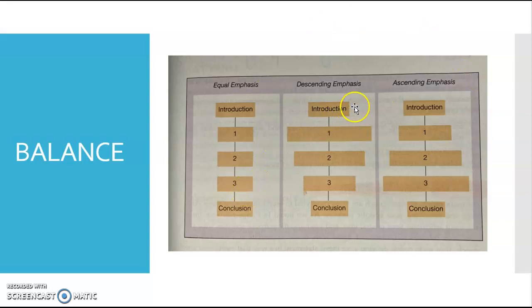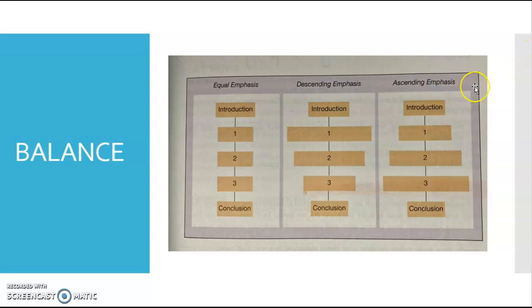The second example would be a descending emphasis. Now this works well when your audience has to understand something first, where they might need some background knowledge. So maybe I spend 2 minutes in the first point and then 1 minute in the remaining 2 points. That is a descending emphasis.